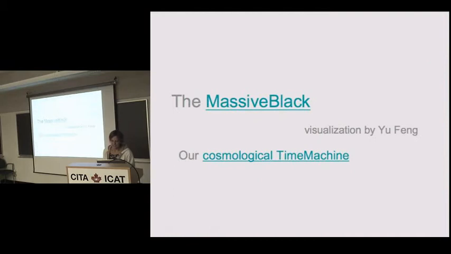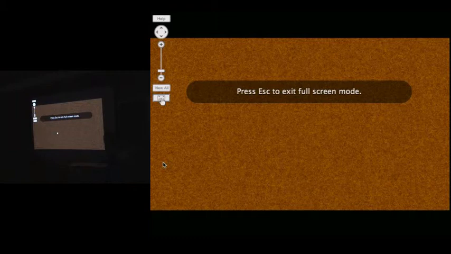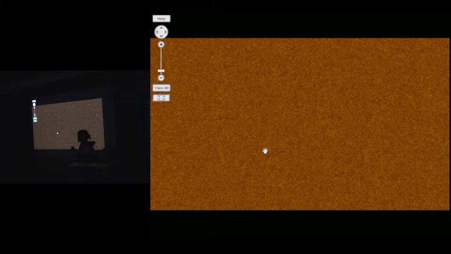So let me give you a peek of what the simulation looks like. This is one view of what this volume looks like in 2D. And this is done by GigaPan, so this is actually an interactive tool. It's something that was developed in computer science at CMU to do really humongous pictures and be able to zoom in and out very quickly. It's quite fun to go through the website and see the kind of stuff that's on there. But we started using it for cosmology as well, so I'm actually running it right now on the internet.